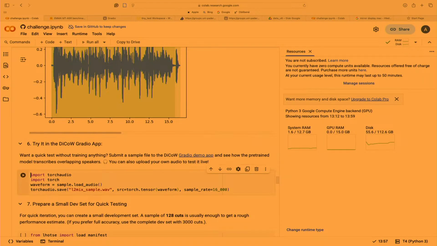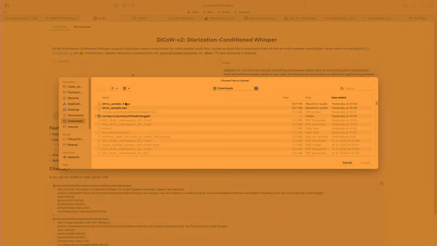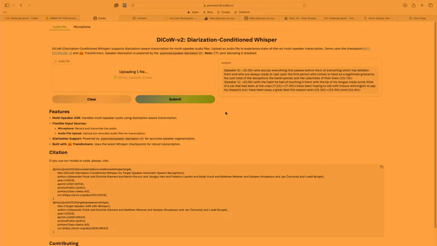So there is the DICO model that we trained, and we built also the demo app. So if you open it, okay, I have it open. So there is this demo app. It's using older version of our model, but it's still working reasonably. So you can just go here, upload the audio or whatever audio you have. You can also use microphone, and once it's uploaded, you can test the system what it will produce.